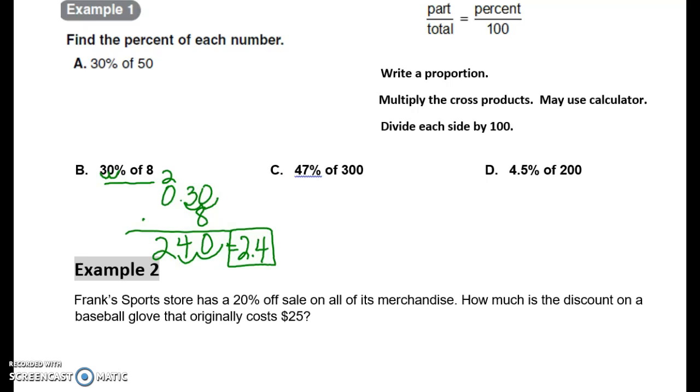Okay? Now let's go over to 47% of 300. What should I do first when I'm solving this one? You should do your jumps and make it a decimal. Okay, so take my percentage and turn it into a decimal. So 2 jumps to the left. And that equals 0.47 times 300.